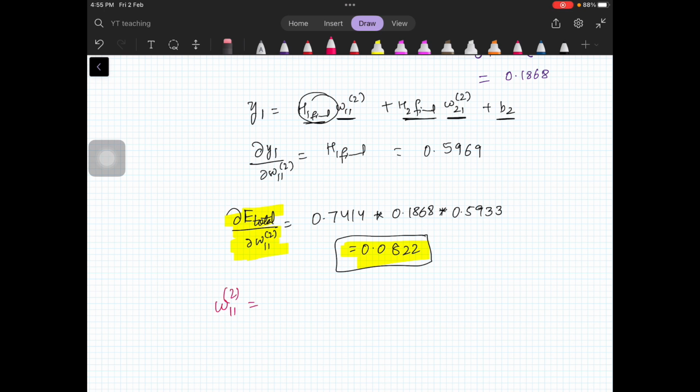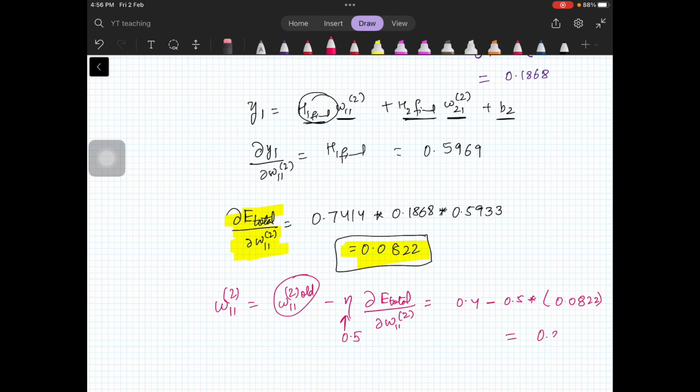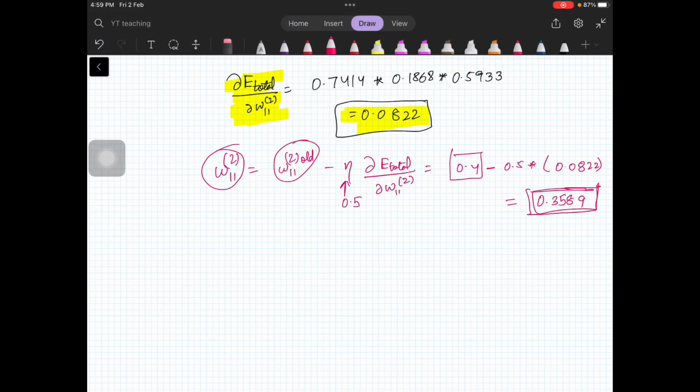The old value was, so we will be using this formula, the old value minus the learning rate. I am using it to be 0.5 times the derivative of the total error with respect to w112. So that is going to be 0.4, because the older value was 0.4, minus 0.5 times this value we just got, 0.0822, and this comes out to be 0.3589. So this is our new updated value. The earlier was 0.4, now the updated value is 0.3589. So similarly, we can update all other weights in this layer.